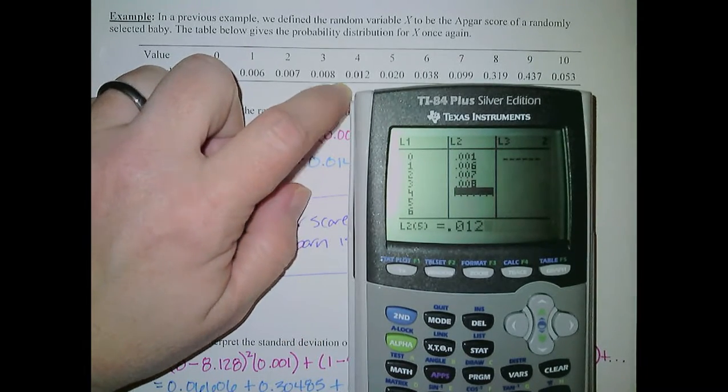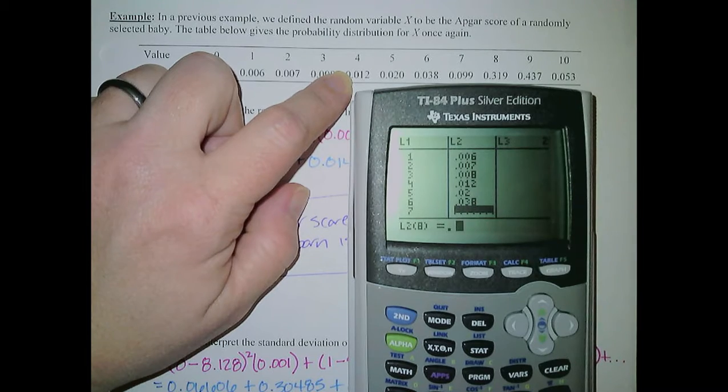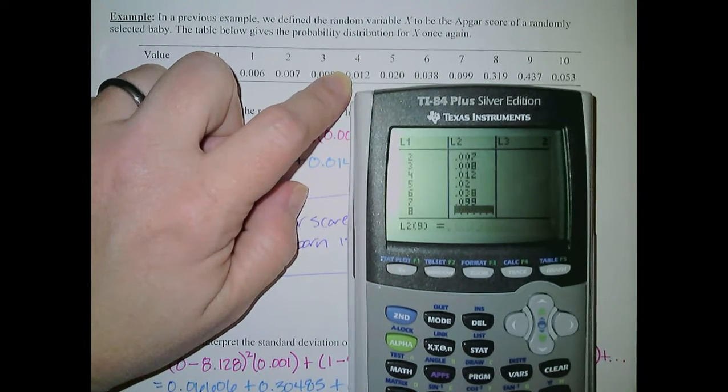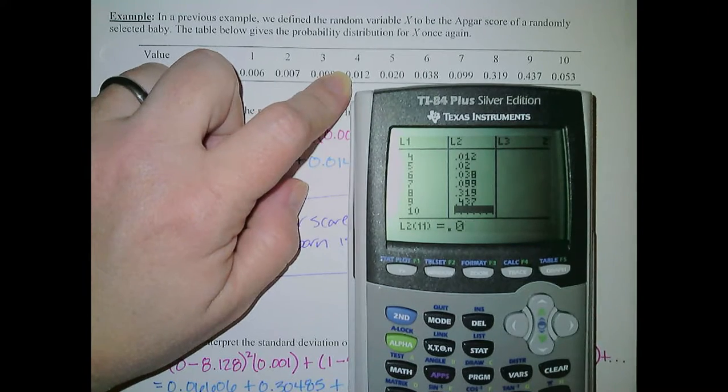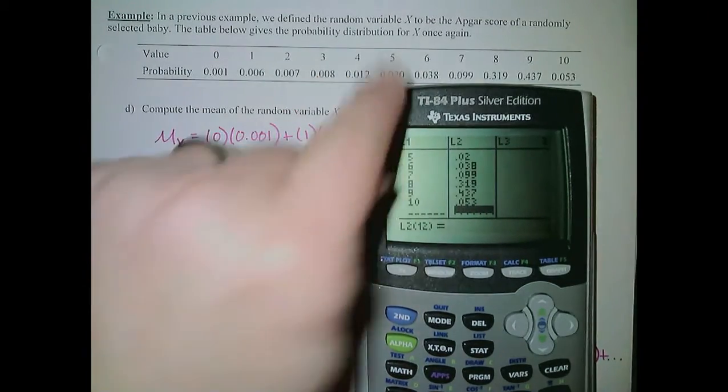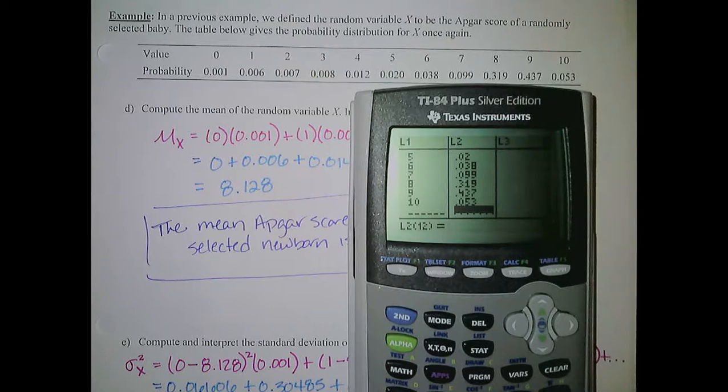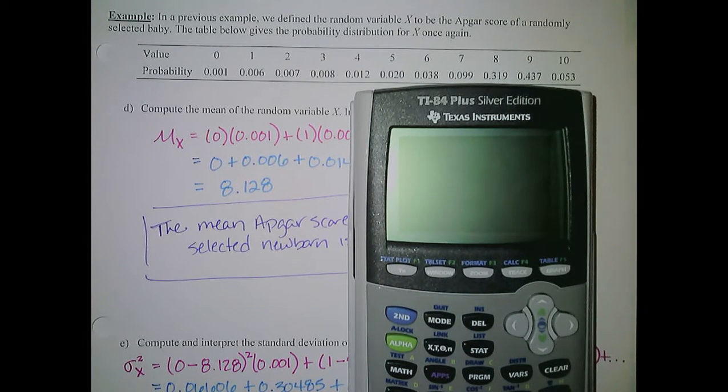0.012, 0.020, 0.038, 0.099, 0.319, 0.437, and 0.053. So again, our values are in one list, and the probability of each of those outcomes is in list 2. Once you have all of that entered into your list, you can exit, so second mode to quit.